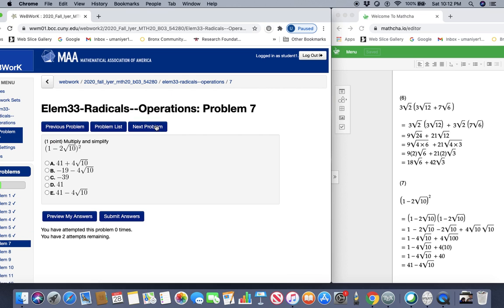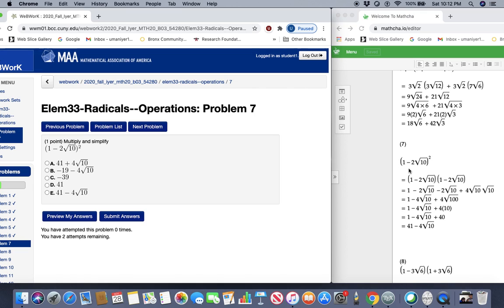Next. 1 minus 2 square root 10, the whole squared. Notice the power 2 applies to the parenthesis, so the entire parenthesis has to be repeated. Don't forget, repeat the entire parenthesis.